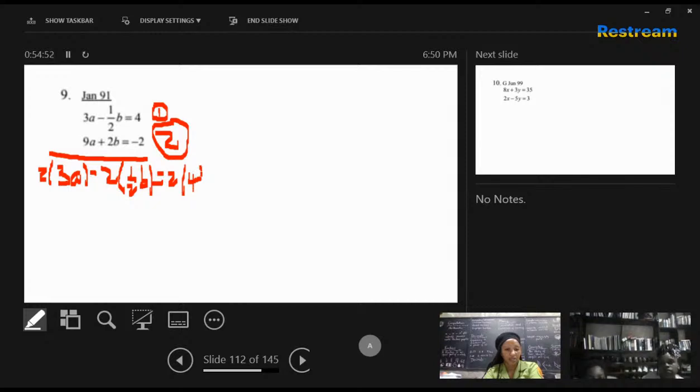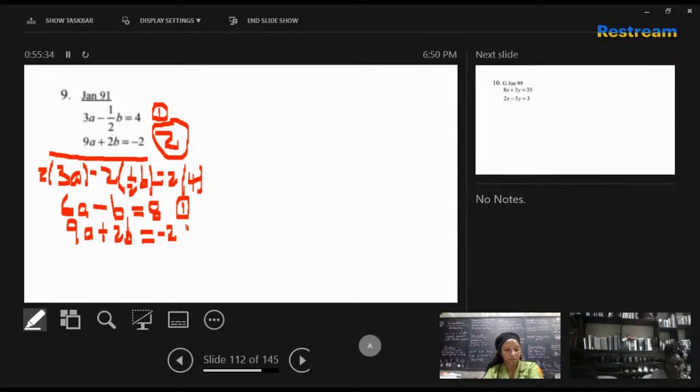Alright, so what do we get? Okay, miss. So 2 times 3a is 6a, and negative 2 times a half is negative 1b or negative b equals 8. Alright. So this is equation 1, and that's equation 2. Alright, so take it from there.